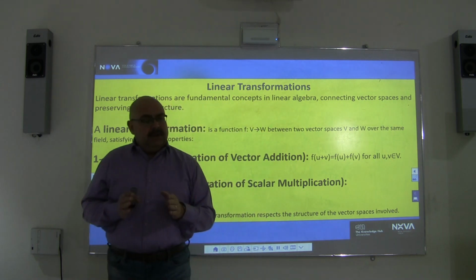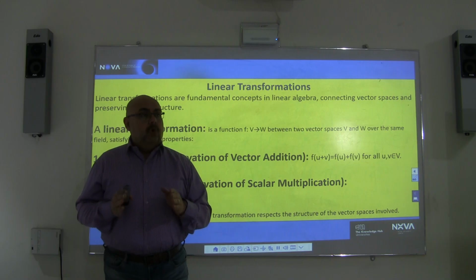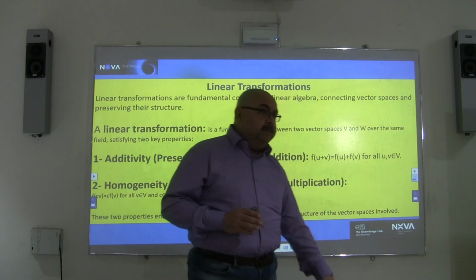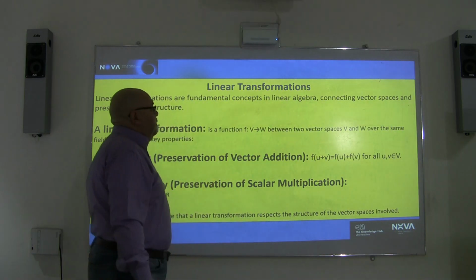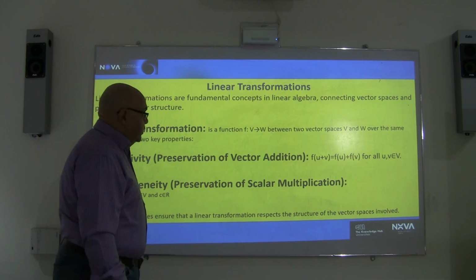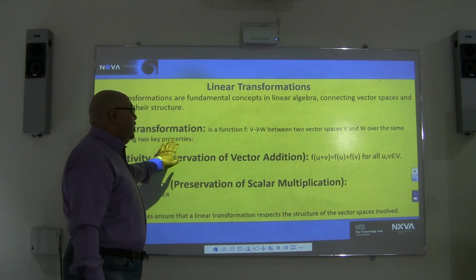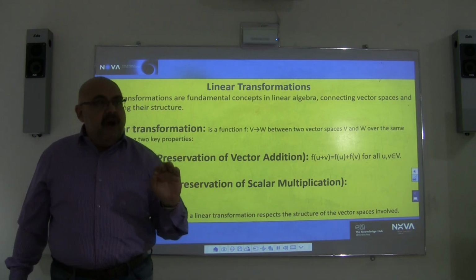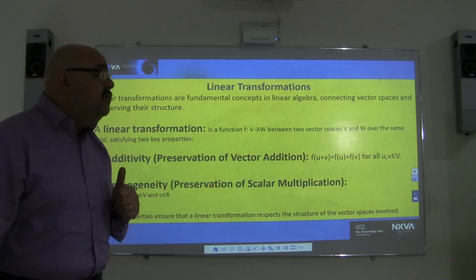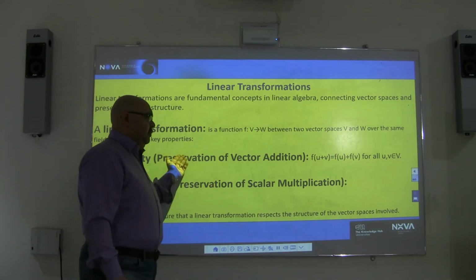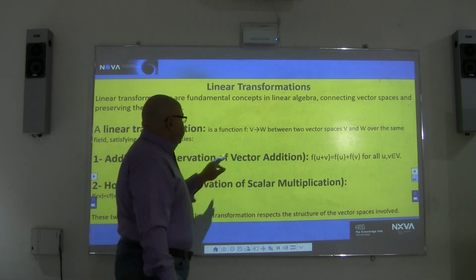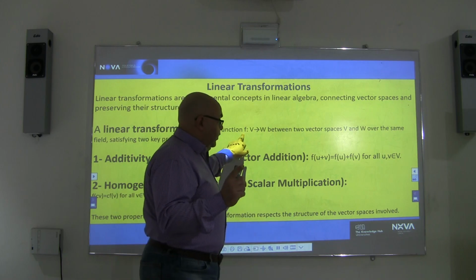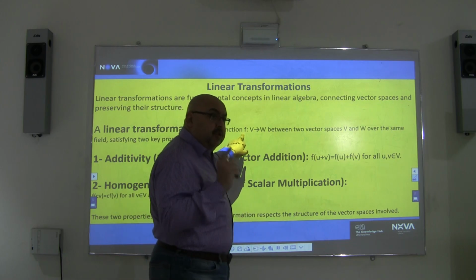So I will have a function that will have sources or input from V, and the output will be the image in W. Both of them are vector spaces, V and W over the same field, satisfying two key properties, which are, if you remember, the properties of the vector space and sub-vector space. The first of them is the additivity, the distribution of vector addition, which means this function will preserve the addition closure property in those vector spaces.